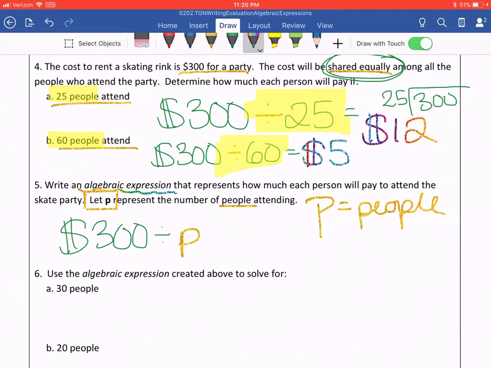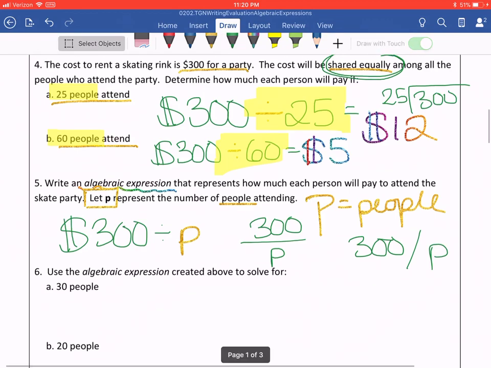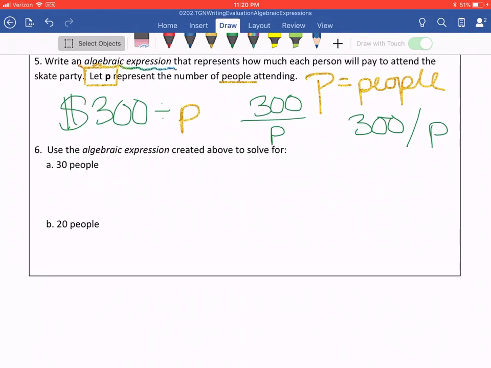Just a quick reminder, you can also write it this way, 300 divided by P, or this way as well, 300 divided by P. There are a lot of ways to represent division. Now we're going to use this algebraic expression that we created above to solve for some new scenarios. Our algebraic expression is this thing that we just created right here using our variable.